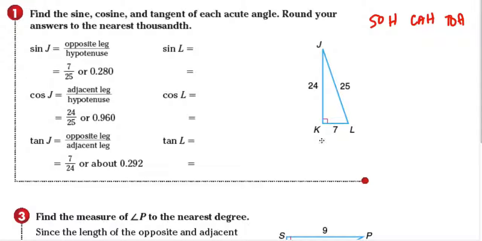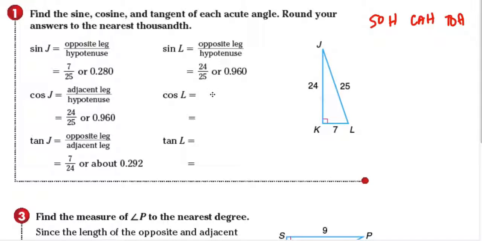Okay, and let's look at angle L. If you want to find sine of angle L, it's the opposite leg over hypotenuse, sine, opposite over hypotenuse, and if this is my angle L right here, the opposite side is 24, the hypotenuse is 25, so it's going to be 24 over 25, or 0.960.